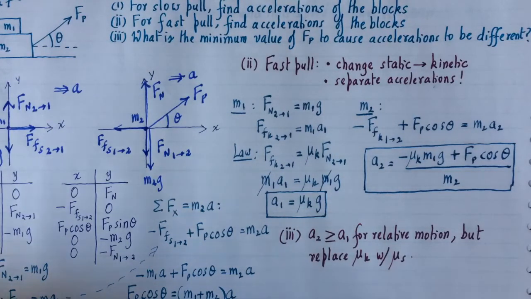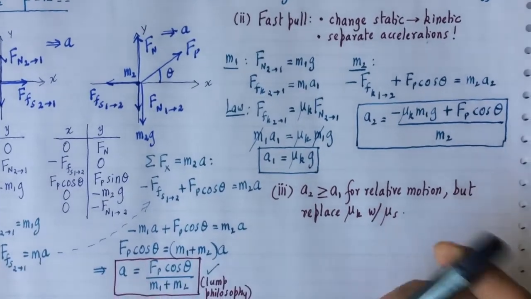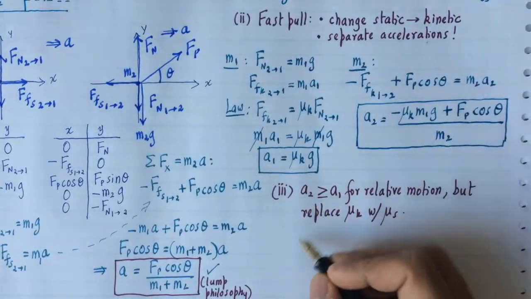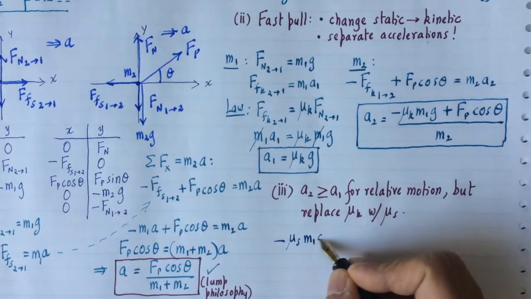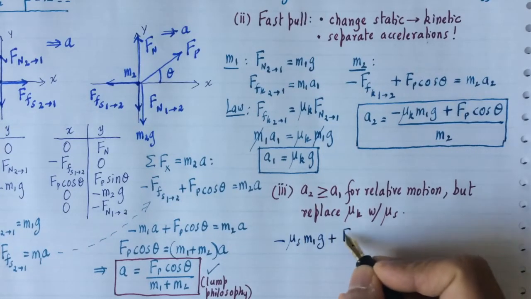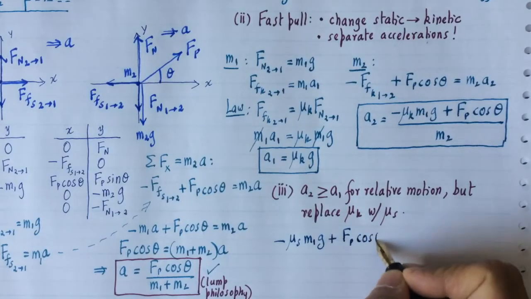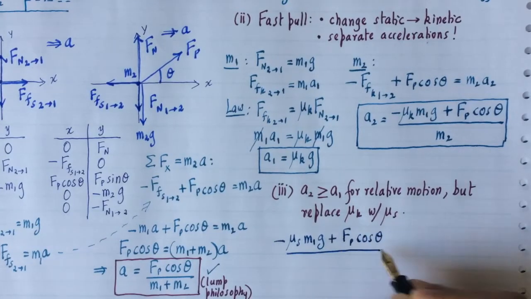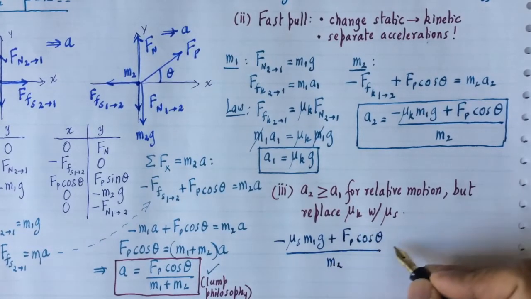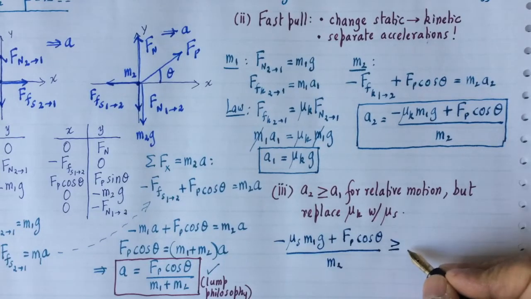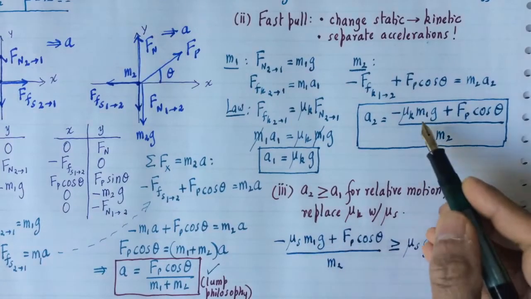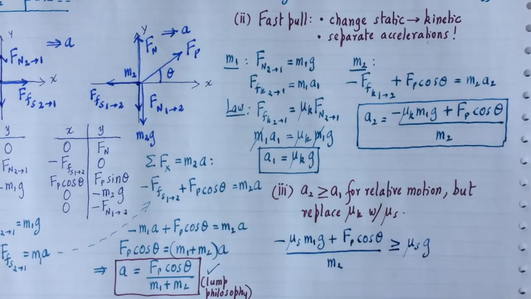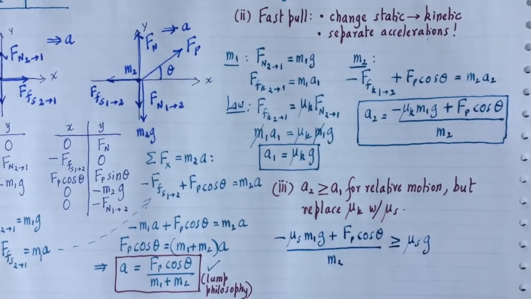So the critical condition is given by a2, which is negative mu s m1g plus fp cosine theta divided by m2, is greater than or equal to mu s times g. So I've just made the replacements of mu k with mu s in accordance with what I discussed about to move.